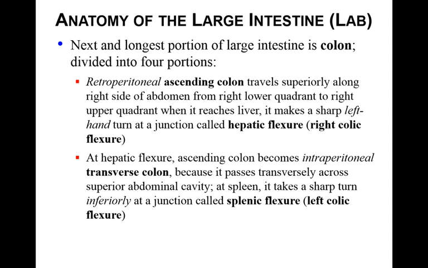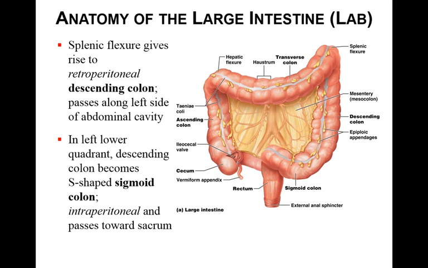The first is called the ascending colon. It travels superiorly along the right side of your abdomen. It makes a sharp left turn when it reaches the liver. We call this the hepatic flexure. At the hepatic flexure, the ascending becomes the transverse colon, and it passes transversely across the top of the abdominal cavity. At the spleen, it takes a sharp turn inferiorly or downward at the splenic flexure.